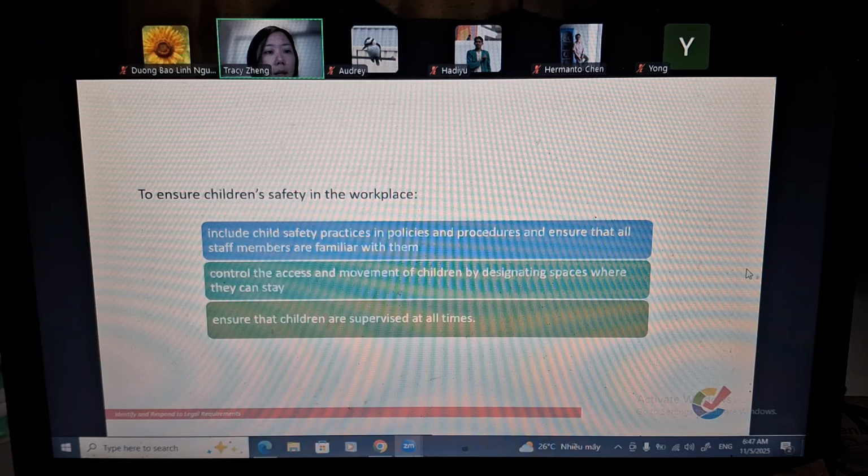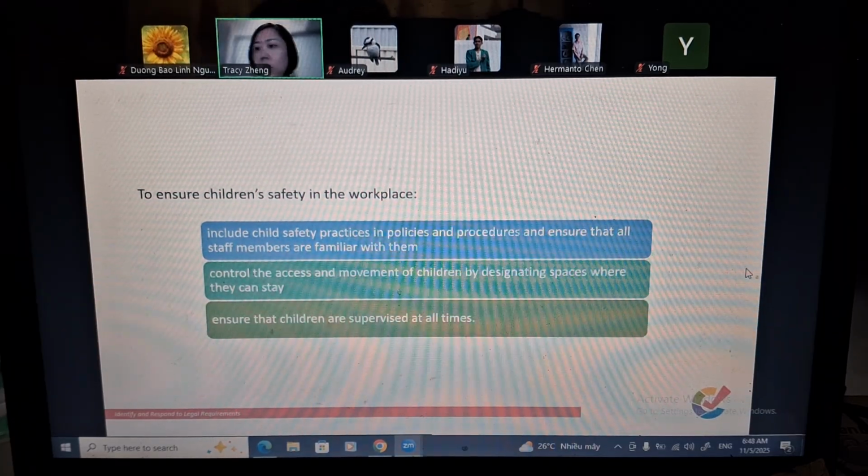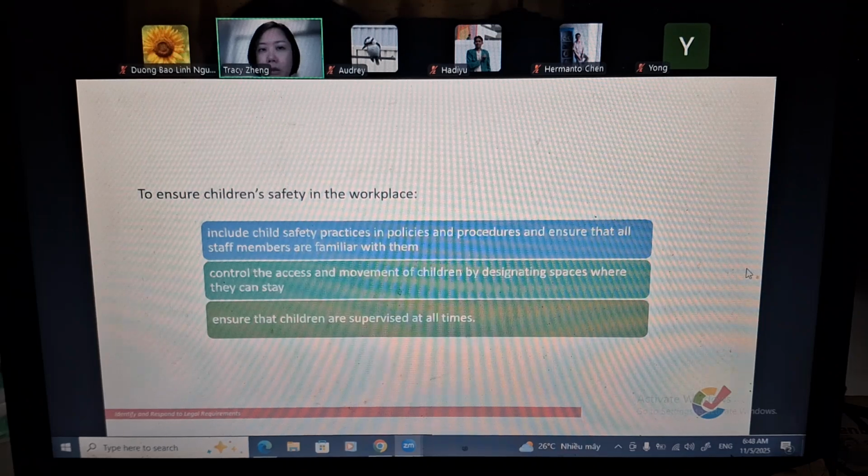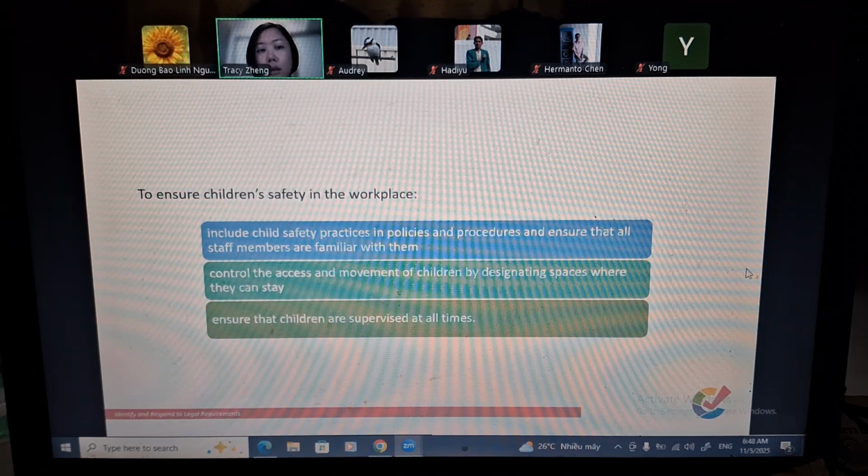So as we say, they need to include child safety practice in the policy, to make sure staff members know what to do. And also they need to have some access control for the children. Like we say, make sure the nurses station's office is closed at all times. If there's no one inside, make sure you're not leaving the door open, because if there are children, they may get into your nurses station and start taking the medication or play with the needles and scissors. That is really dangerous, right?